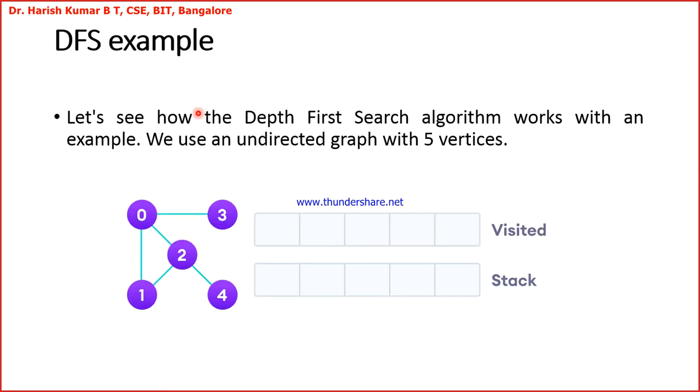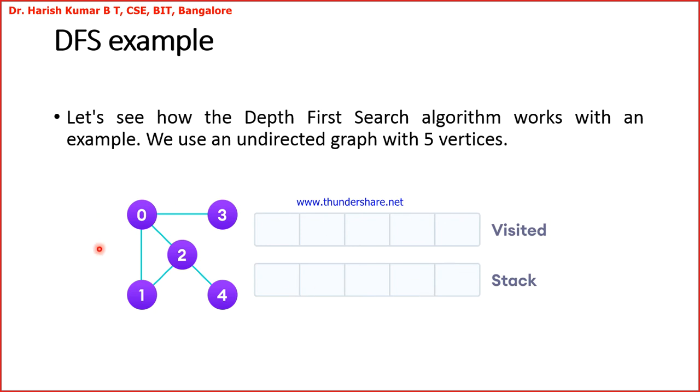Now we'll start with a simple example. In order to make you understand how the depth first search algorithm works, I've taken a graph of 5 vertices. It's an undirected graph, and when you're doing the depth first search, these are the two lists you have to write. One is the visited list and the other one is the stack. As already mentioned, DFS uses the stack. Right now the visited list is empty and the stack is also empty.